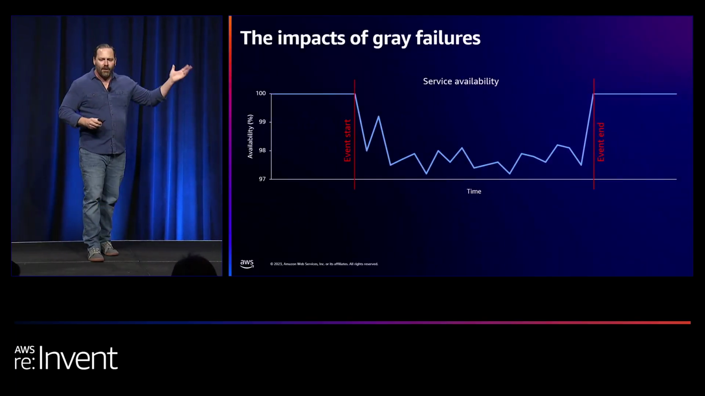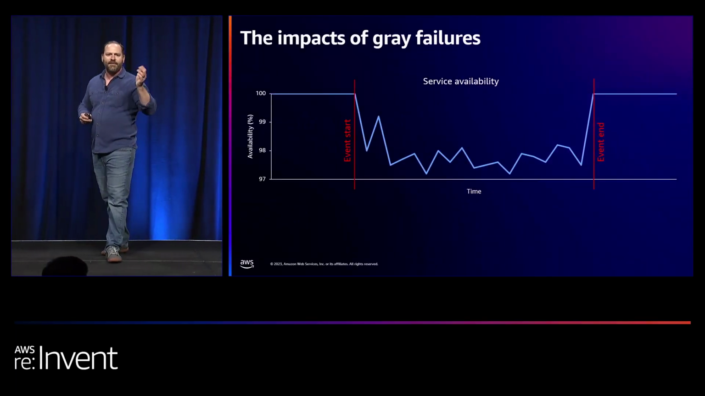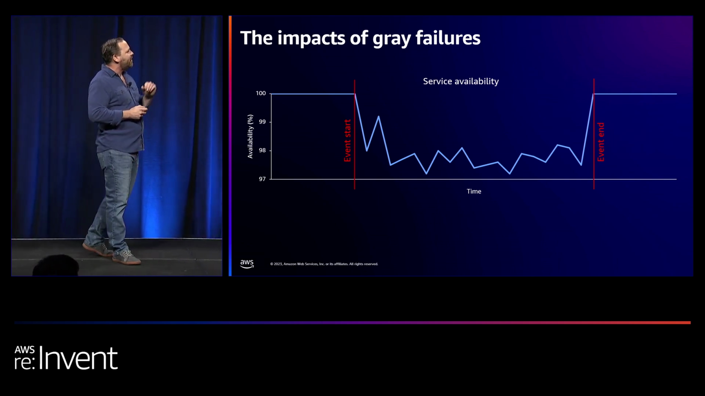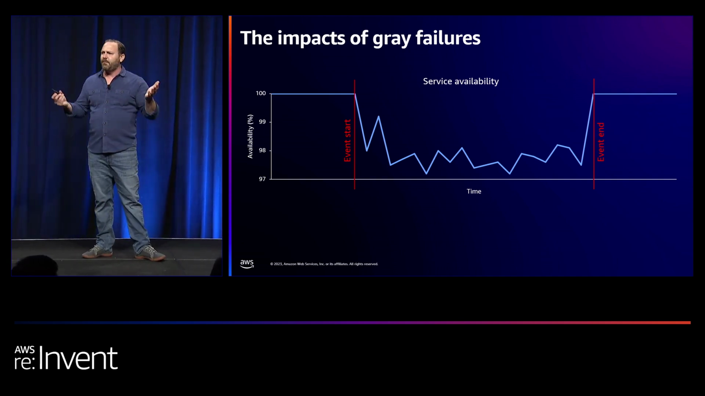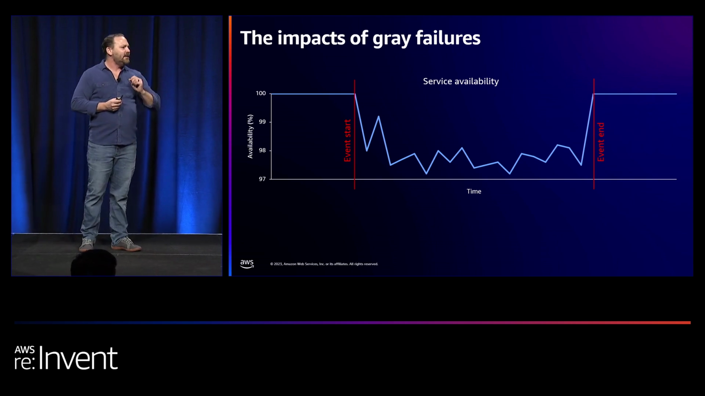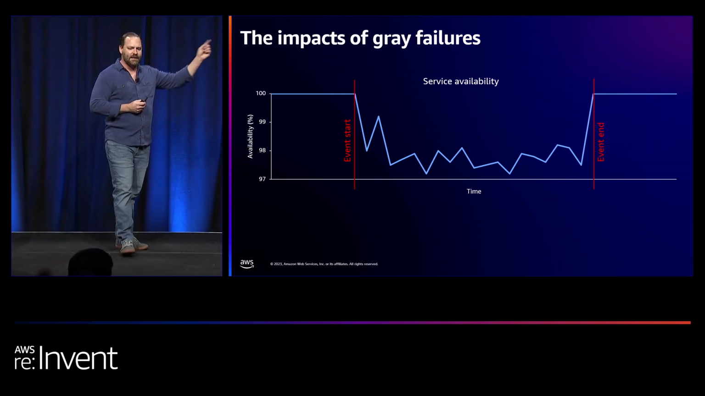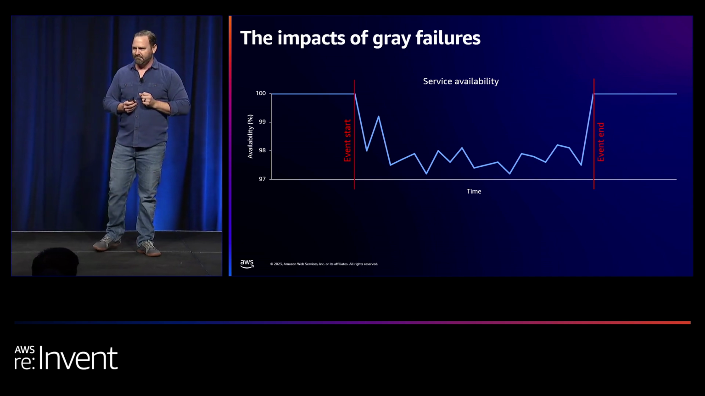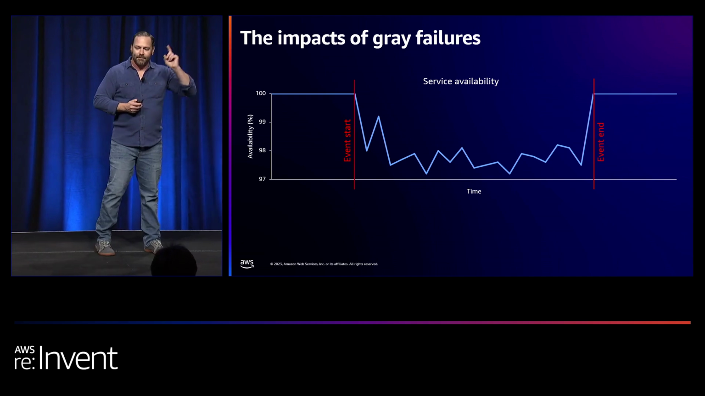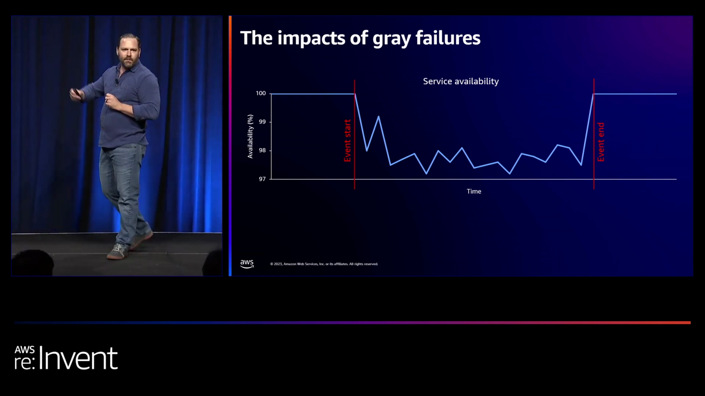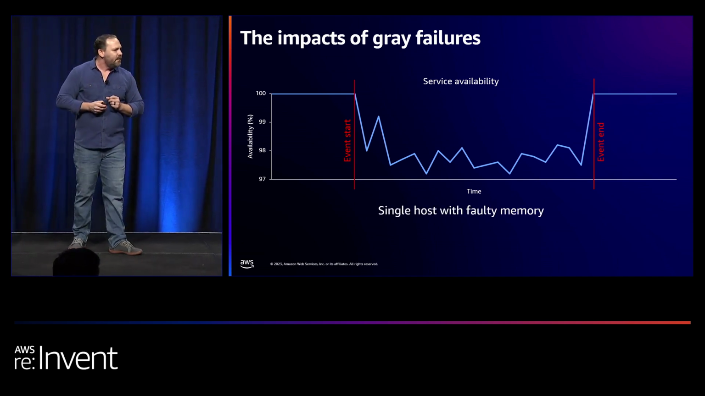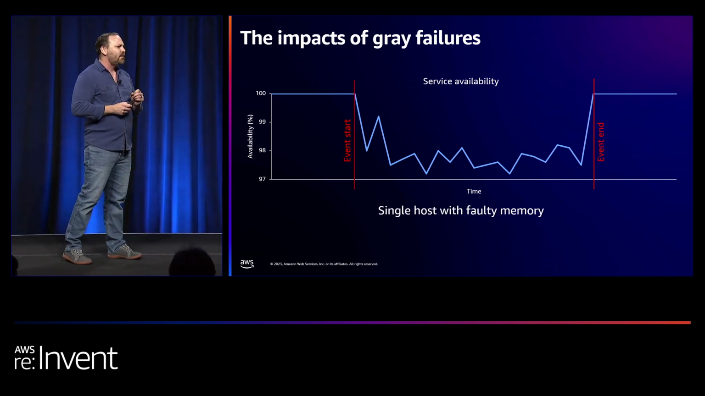So to start off, I've got a representation here of an availability dashboard from one of our services. And you can see here that service availability dropped a little bit below 98%. Can anybody guess how many servers were impacted that caused this event? Well, I'll give you the answer. One single host caused a 2% drop in service availability.